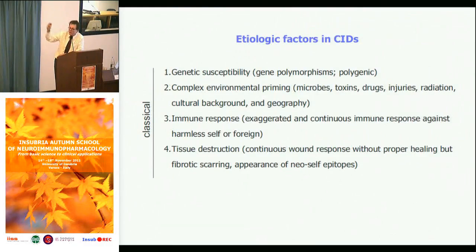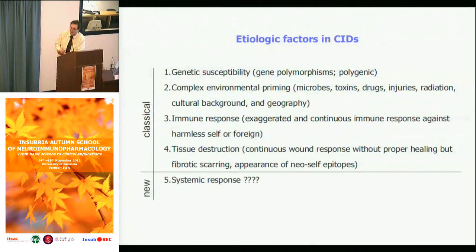And more or less, some of these factors are needed to work together to make this or this or this chronic inflammatory disease. But there is an additional question, and the question is the systemic response. And you already saw that I'm talking about the system. Neuroendocrine is a system question, a network question, not a local immune system question, but a systemic question. Does the systemic response play a role?